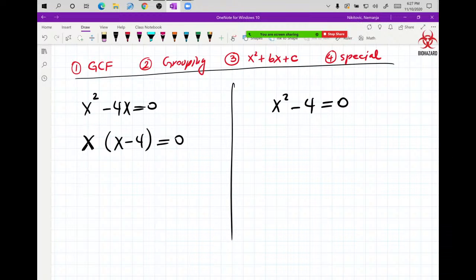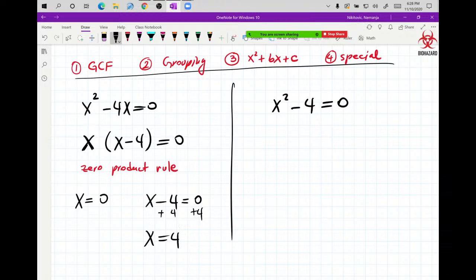So now we are ready to solve the problem all the way down. Now what we are going to use is something called the zero product rule. And I will write that rule below. The zero product rule tells you to take each of the factors and set them independently to 0. So x equals 0 and x minus 4 equals 0. Now this one you can solve by adding 4, and there are your answers.